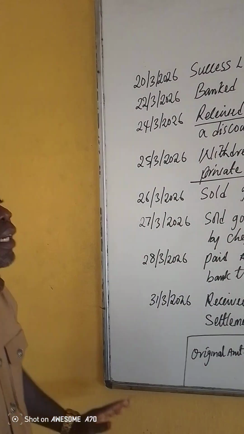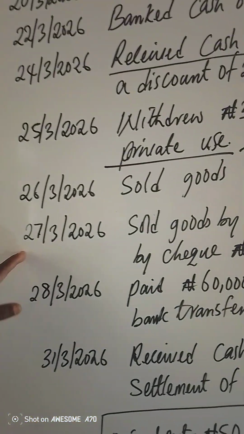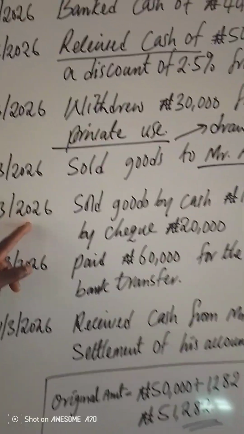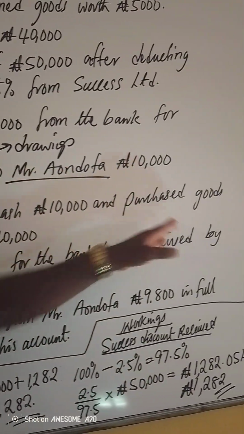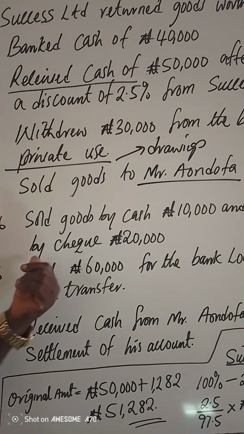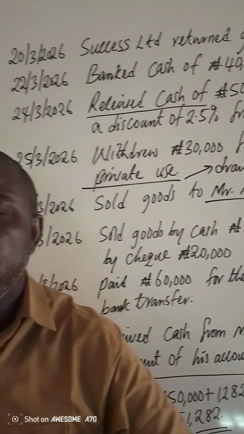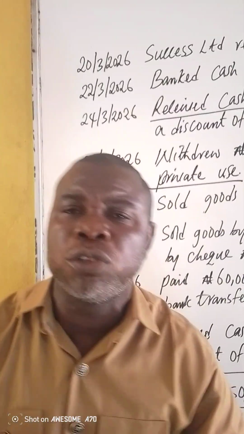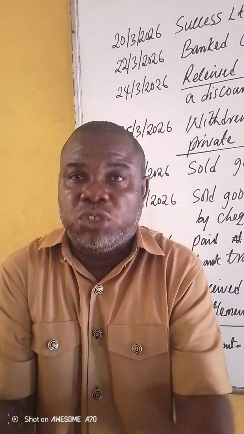So this one will be recorded because it's a credit transaction. Let's continue. Next, on the 27th of March 2026, sold goods by cash 10,000 and purchased goods by check worth 20,000. This is clear. But there's something I want to emphasize. It's what is called a two-in-one transaction. That is, you can have up to 3 or 4 different transactions in one day. So they can be merged together to give you a transaction for that day.